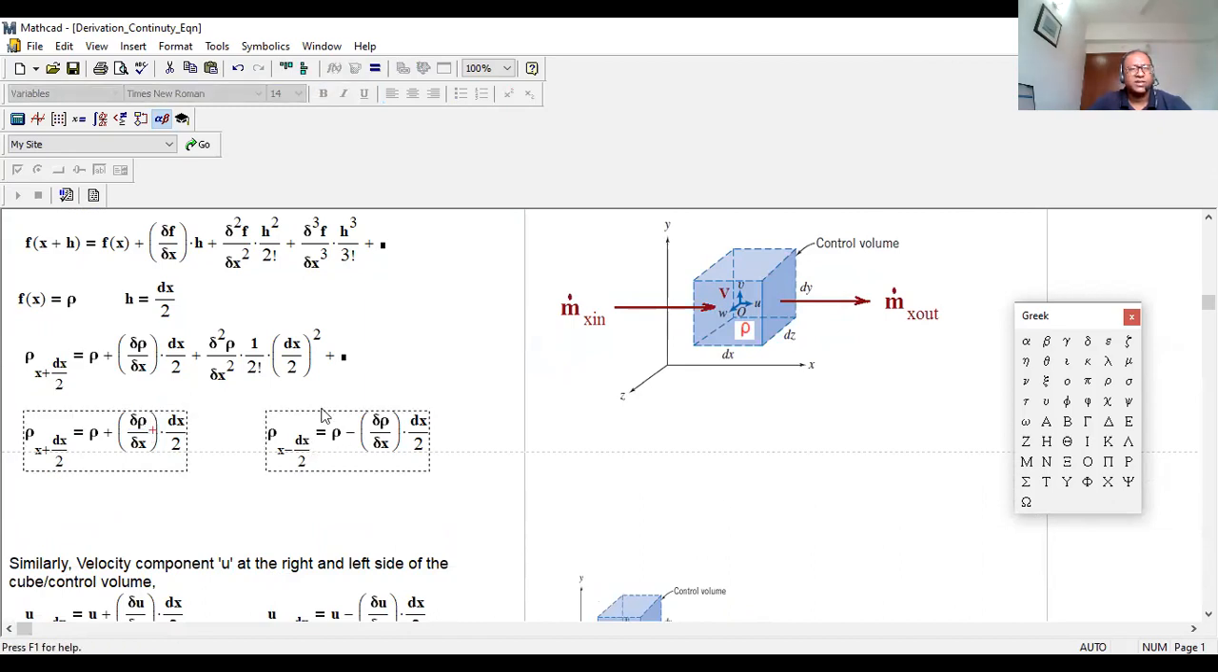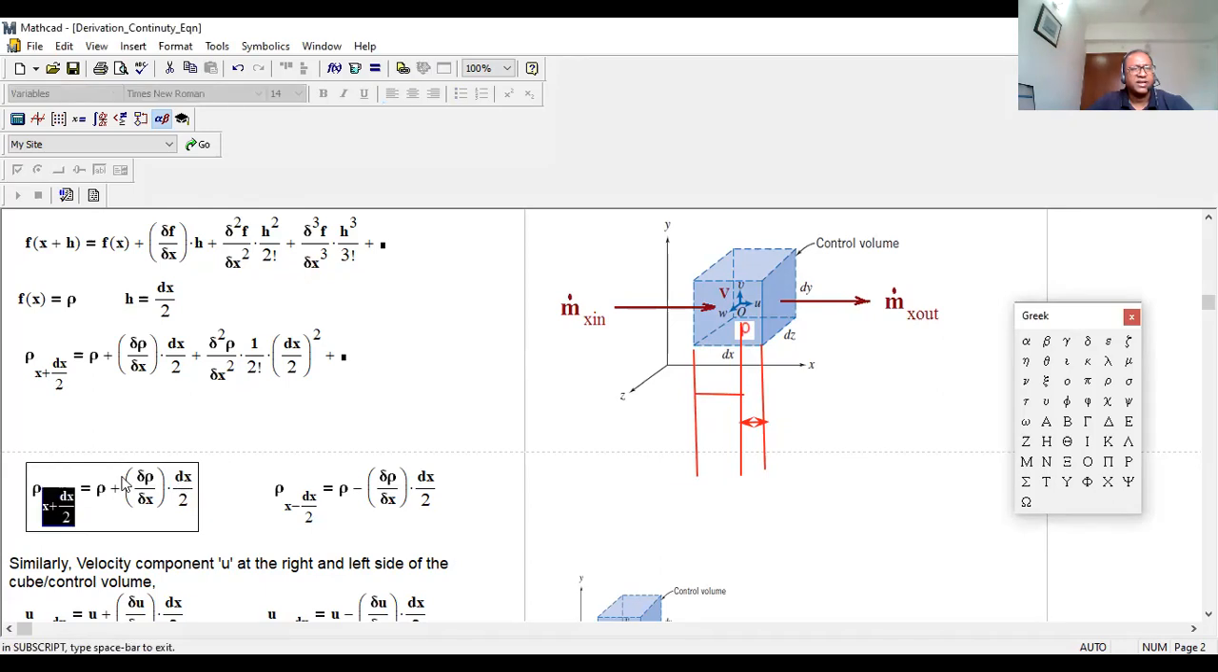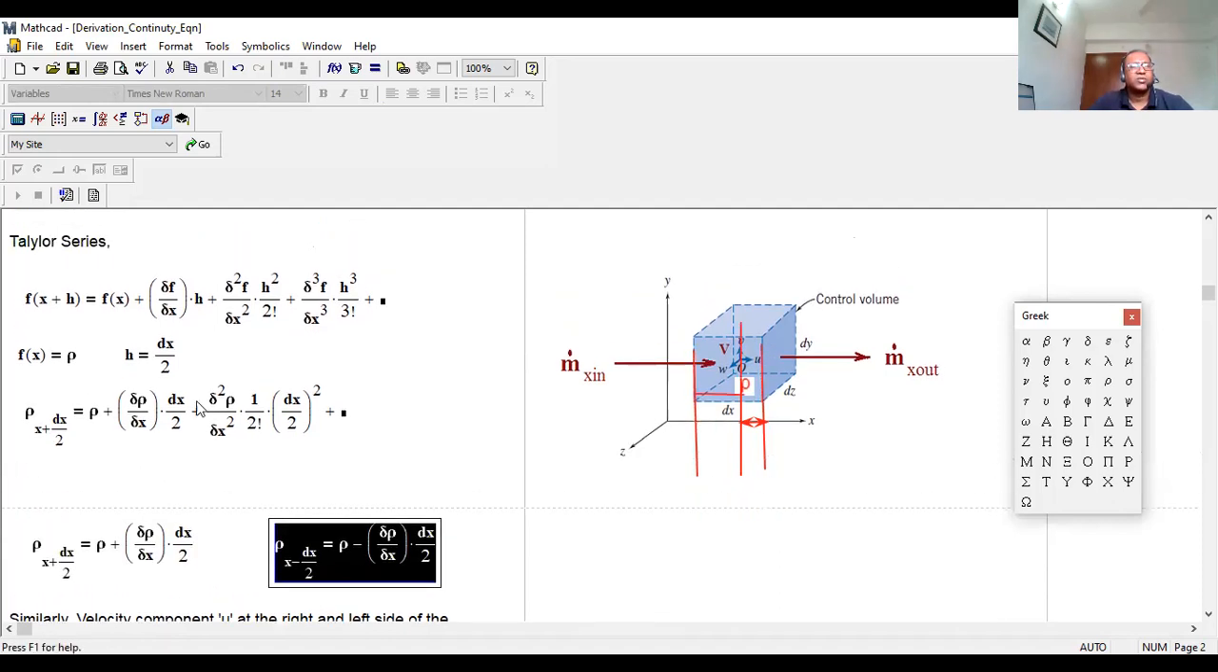So now the density of the fluid element at the right side, right over here, is at x plus dx by 2. Why dx by 2? Because the distance from the center of the fluid element to the right face is this. How much is this distance? This distance is dx by 2, positive, right? But what about the distance from the center to the left face? That means minus dx by 2, since we need to travel along the negative x-axis. So for the left side of the fluid, this is my density. I'm sorry, this is the right side, positive. Left side, this one.